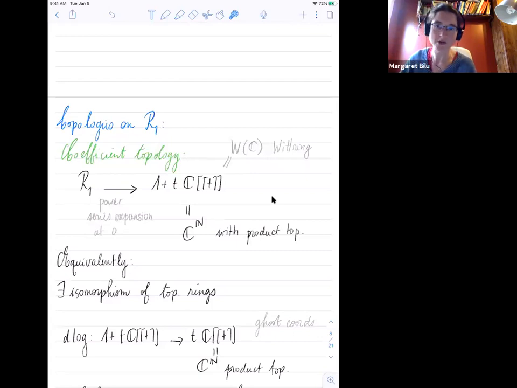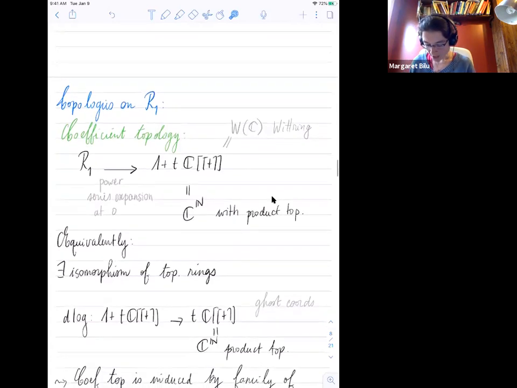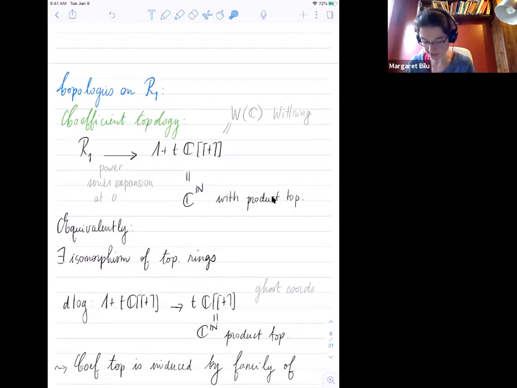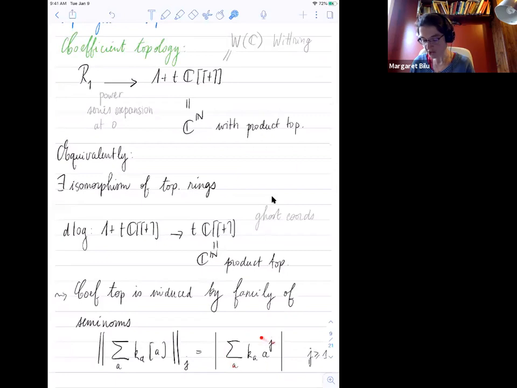So that's why I said earlier that up to logarithmic derivative, it's going to be convergence in the coefficient topology. The logarithmic derivative doesn't really hurt the convergence. And the other thing that we can notice is that if you take the power series expansion of the logarithmic derivative, the coefficients in here, which in this Witt ring formalism I call the ghost coordinates, will be given by these expressions for all j at least one. And so the coefficient topology is just induced by the family of seminorms that measure the size of these things. So this is another way of understanding the coefficient topology.